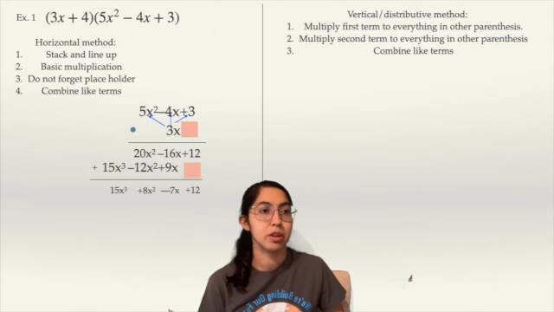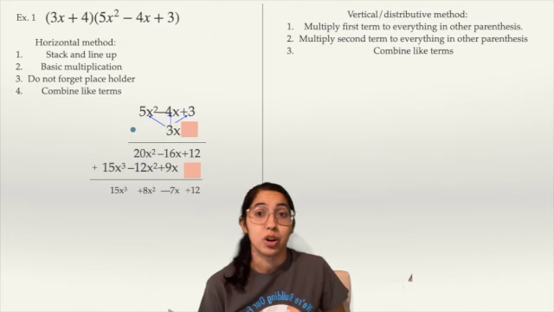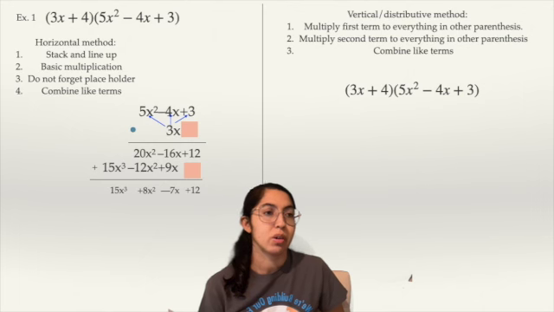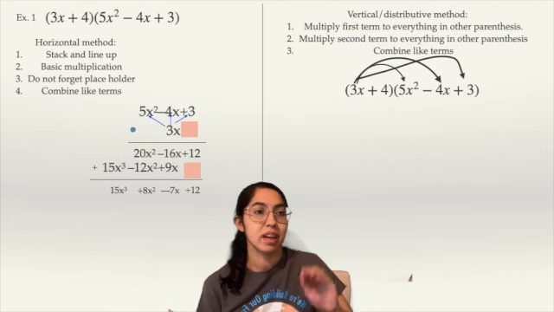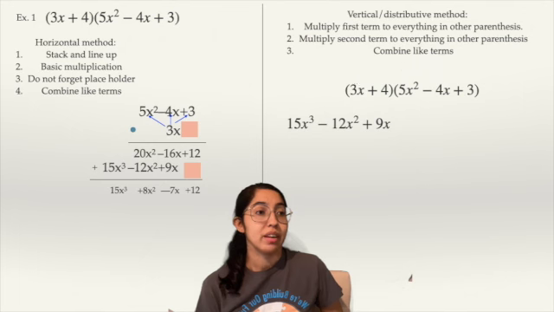Vertical or distributed method is pretty much exactly like what we've been doing as far as distributing goes. Really all we're doing is taking that first term, multiplying it to everything in the parentheses. So 3x times 5x squared is 15x cubed, 3x times negative 4x is negative 12x squared, 3x times 3 is 9x. And then we're going to do the same thing with the plus 4.